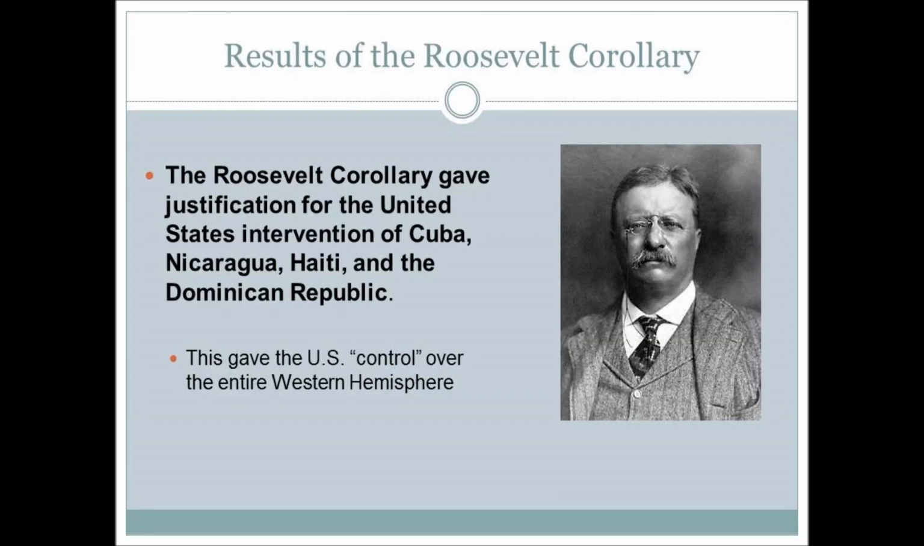So, what were the results of the Roosevelt Corollary? What happened because of the Roosevelt Corollary? The Roosevelt Corollary gave justification for the United States intervention of Cuba, Nicaragua, Haiti, and the Dominican Republic. It basically made the United States, for lack of a better word, the big brother of the Western Hemisphere. They controlled the entire Western Hemisphere. If something was going on in the Western Hemisphere, the United States was the one that was involved. They were the ones controlling everything.